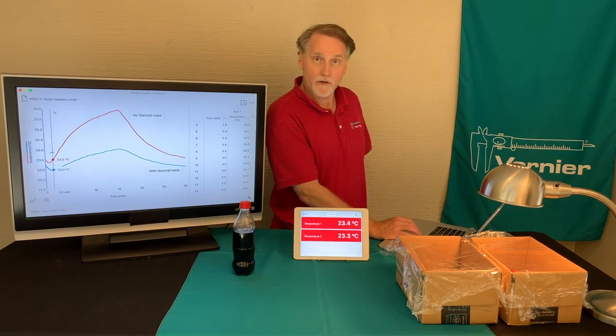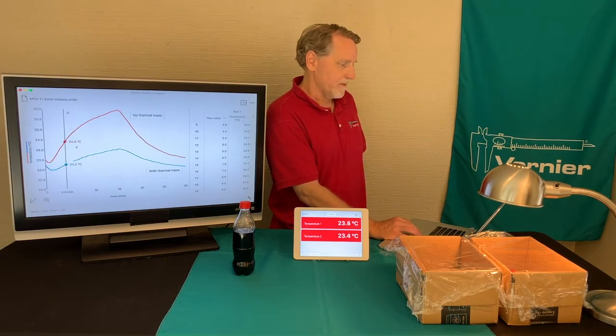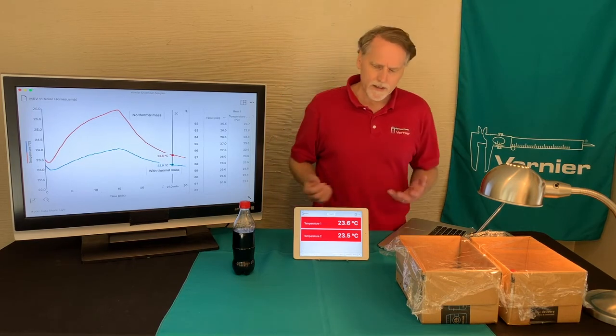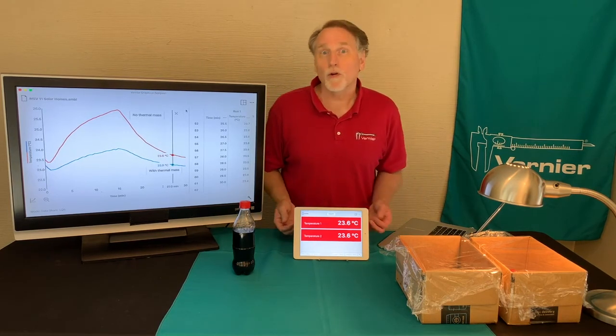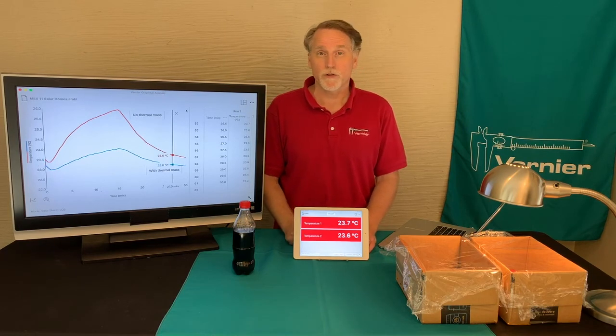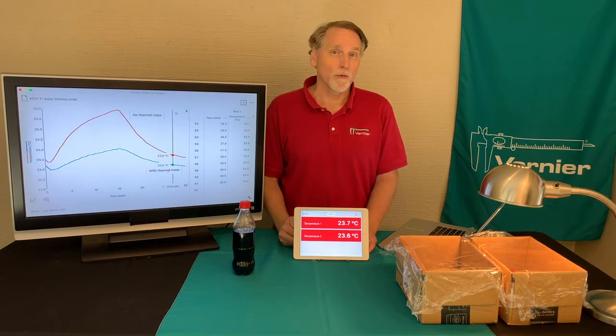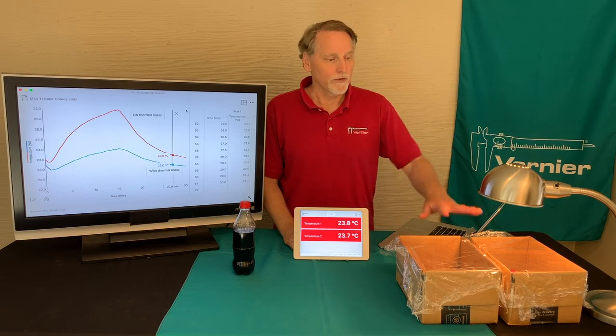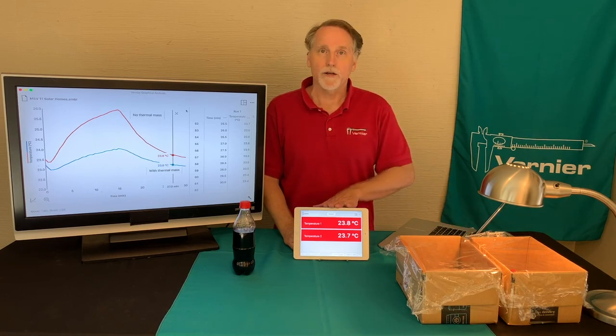If I just click on the graph somewhere, I can examine the values over time. They did start off pretty close together, but the one without the thermal mass appears to be heating up and then cooling down more quickly. So again, passive solar homes often will use some kind of mass to be able to absorb the energy and release it over time. That's what this experiment does. It models how you might build a solar home using some temperature sensors and the Graphical Analysis app.